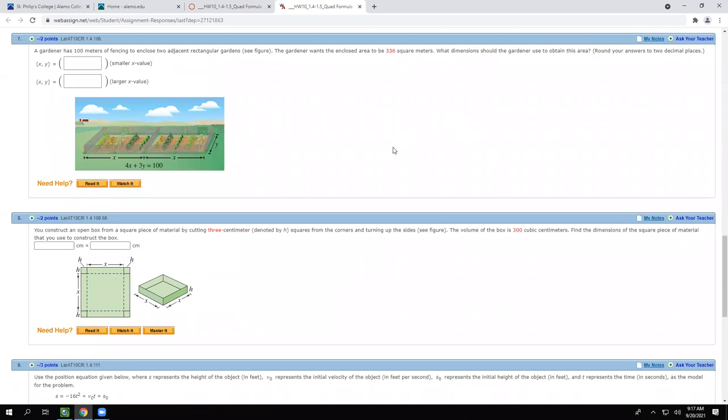So for number 7, it says a gardener has 100 meters of fencing to enclose 2 adjacent rectangular gardens. So it shows you the figure there. I'm going to try to draw it over here on my paper. And you've got it cut in half.